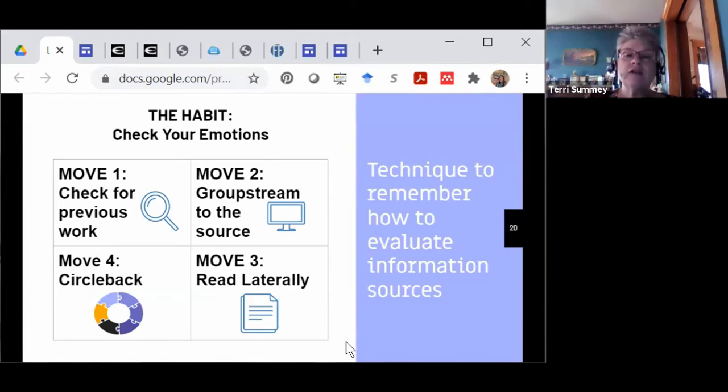And finally, move 4 is to circle back. If you hit dead ends or you get lost, start again with what you already know is true. Sometimes these moves will suggest that a source is not accurate or credible, but it's more complex than you thought, and it may lead to a dead end. So stop and use what you learned to begin a better informed search.